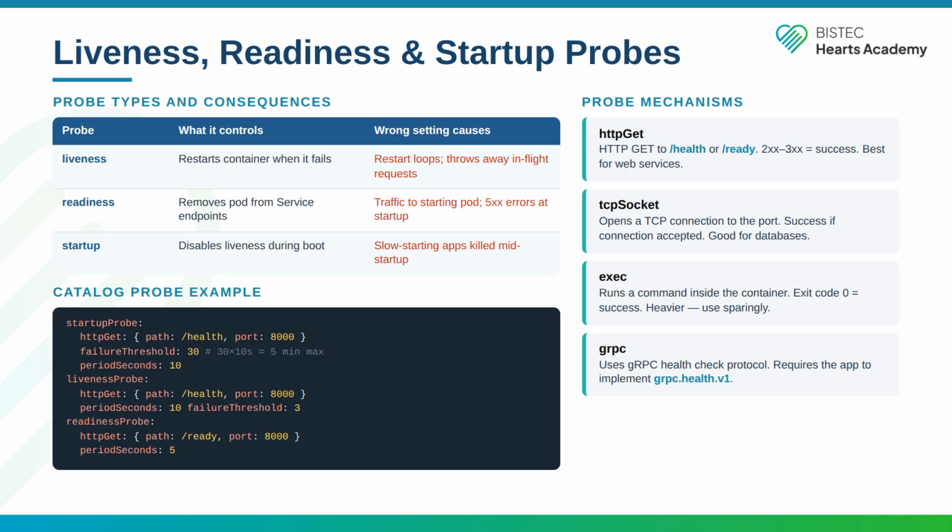The catalog FastAPI app uses HTTP GET on /health for liveness and startup, and /ready for readiness. The ready endpoint checks that the database connection pool is healthy. The health endpoint just confirms the process is responding.